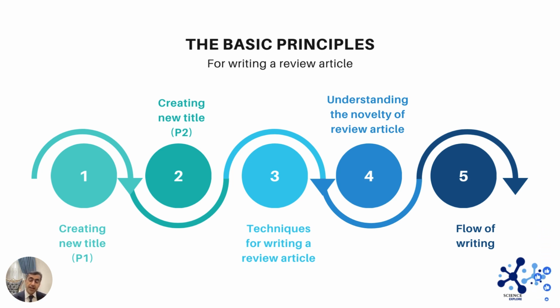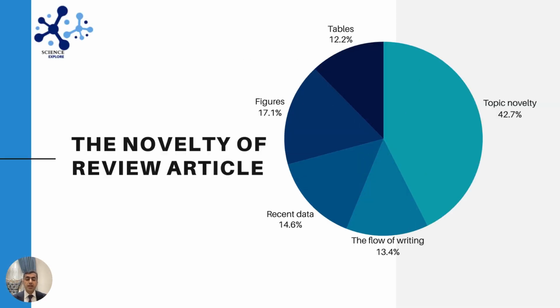Then in the next video, we'll focus on the flow of writing: the text, the organization, the flow of writing. It means how you can write your words from general to specific. Okay. Now, the novelty of your work can be seen in at least 5 different places.